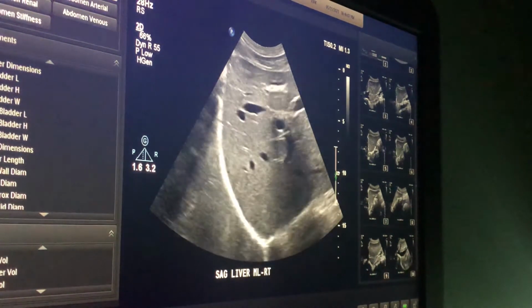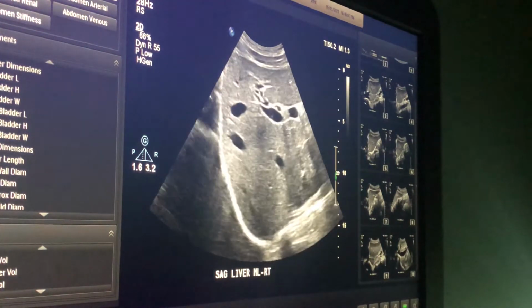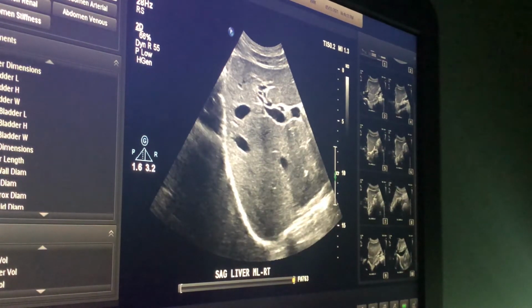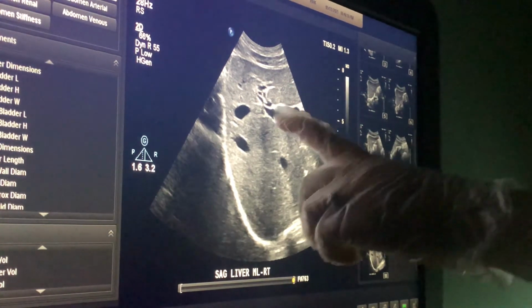Next, I'm trying to get the main lobar fissure on this patient. The main lobar fissure is kind of short. You can see it right about through here. Breathe, patient. The main lobar fissure connects the portal system with the gallbladder: portal, gallbladder.